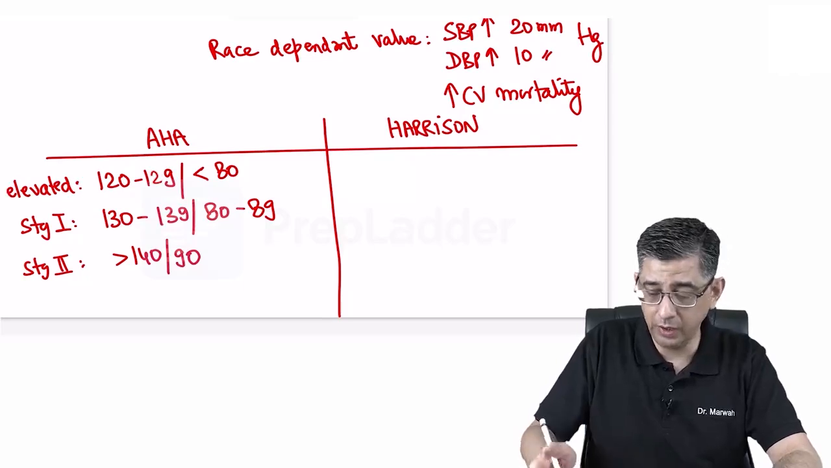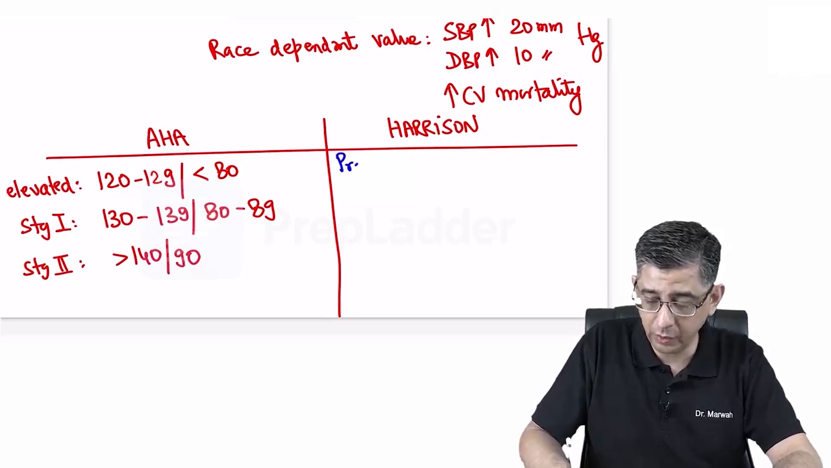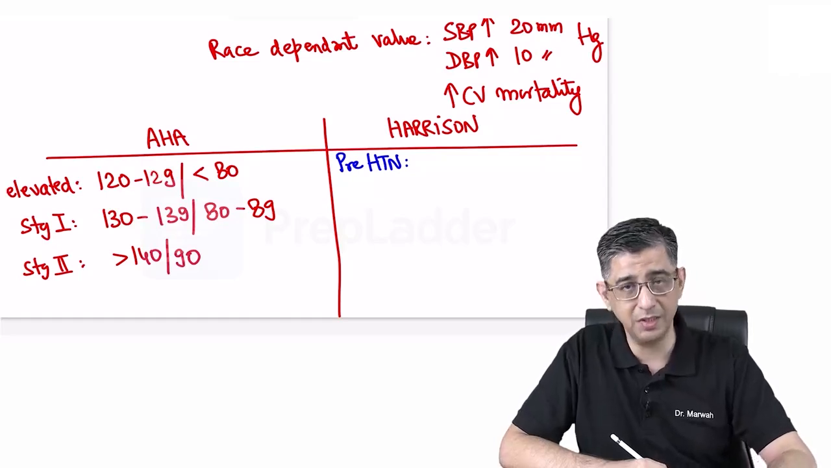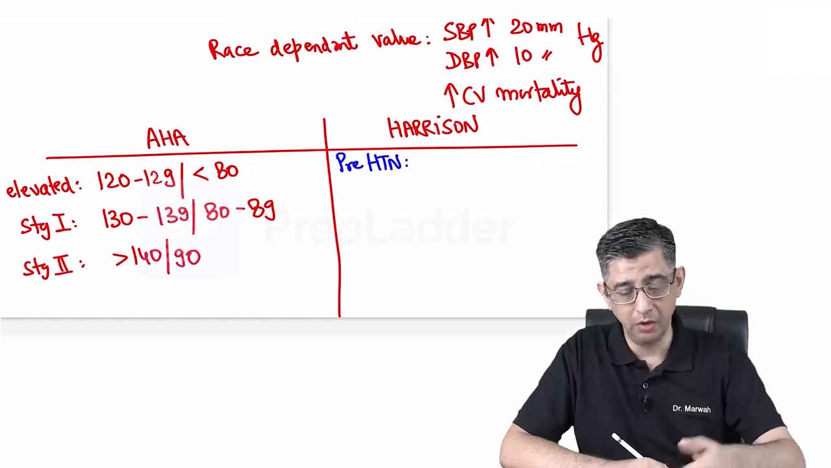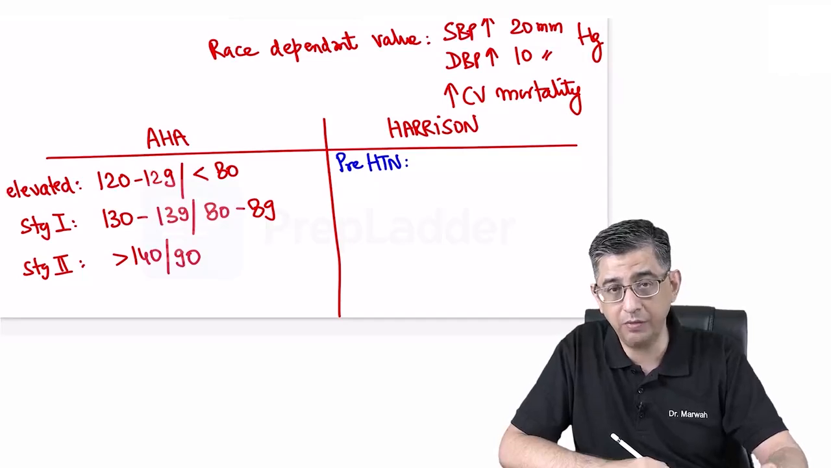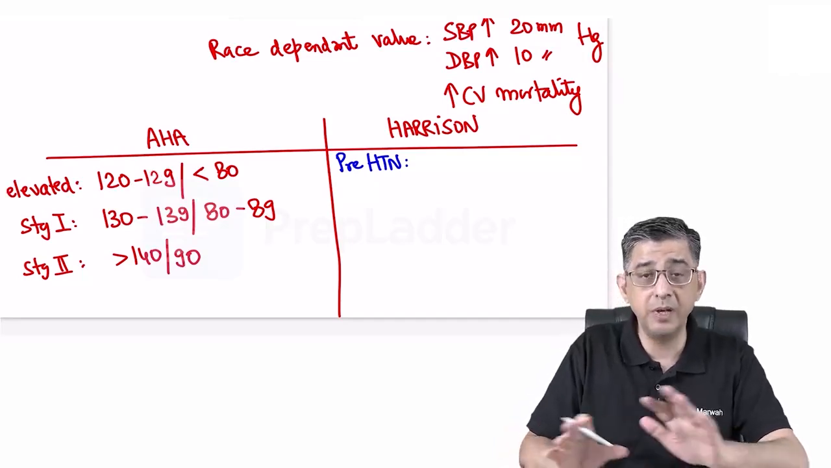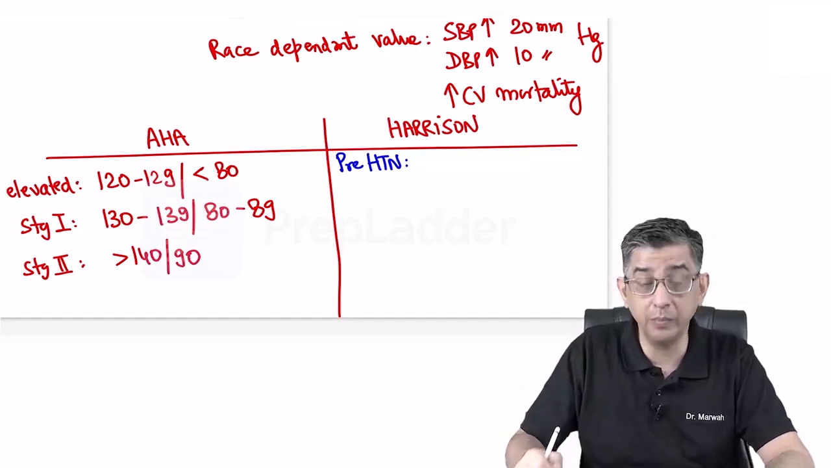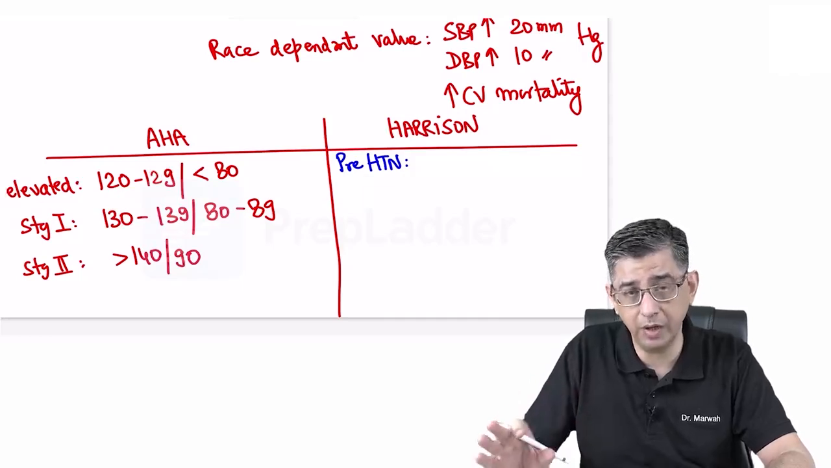Let's compare this with what Harrison says, the 20th edition, which has given up the word elevated; it says pre-hypertension initially. So you have to remember both the classifications here, guys. If he says just the word AHA, then you should answer what I have written on the left hand side. If he does not mention anything, then I would recommend you answer from the textbook. Yes, answer from the textbook.